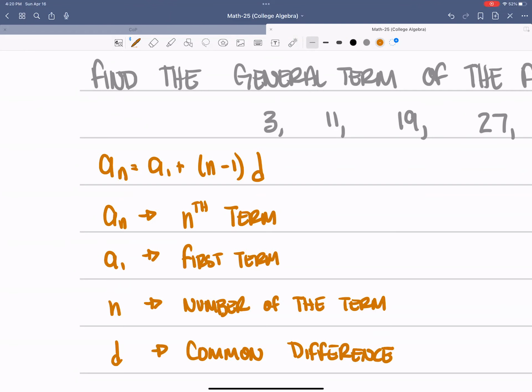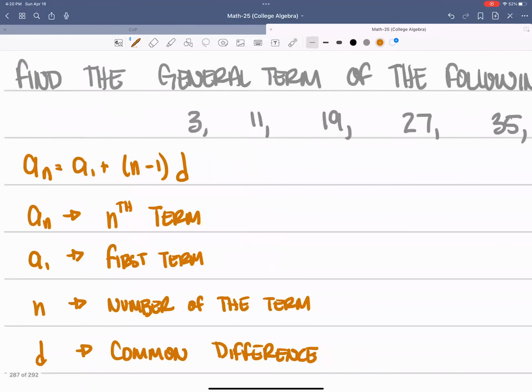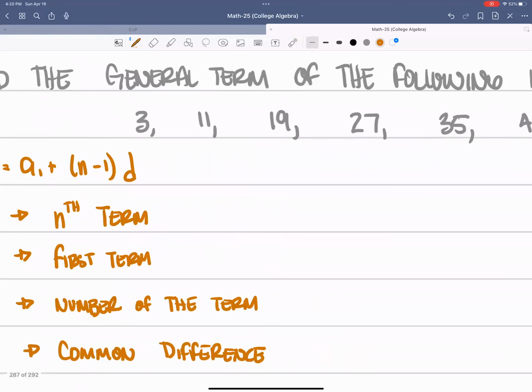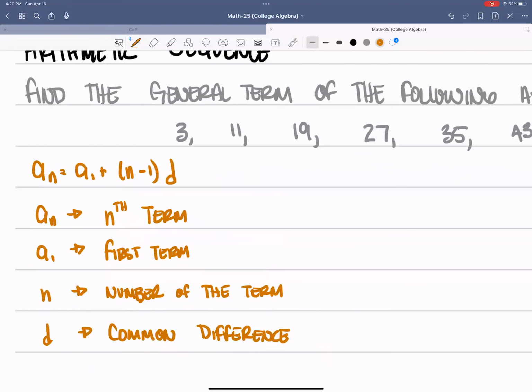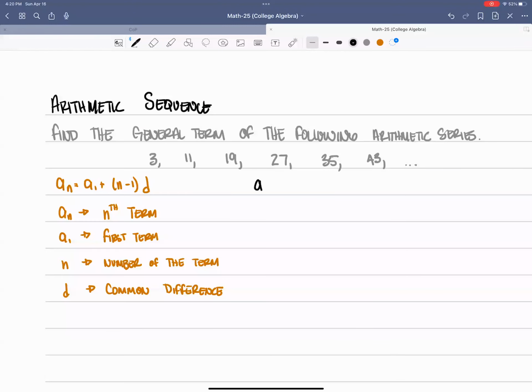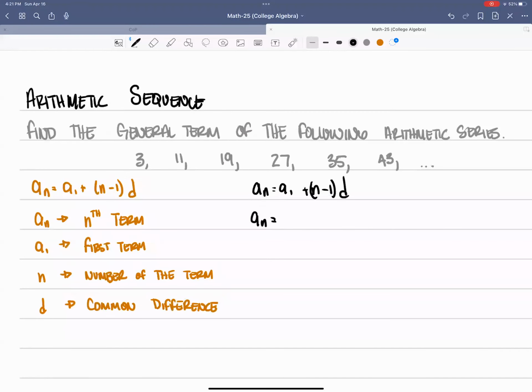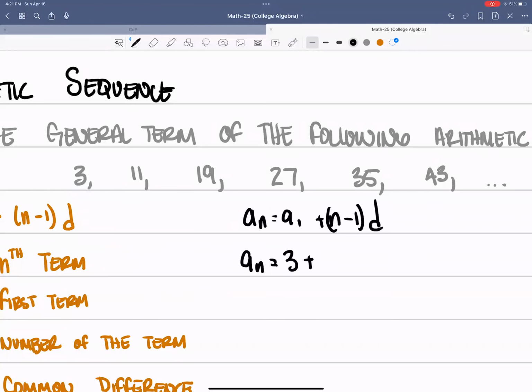So we have that, and let's see what we end up doing with these. So from here, a sub n is equal to a1 plus n minus 1 times our common difference. Here, looking for the general term of our arithmetic sequence, we're just finding a sub n. So from here, let's start plugging stuff in. We know what the first term is. Looking at our entire sequence here, the first term is just going to be the very first value in that sequence. So we have 3 plus, in this case, n is just going to be n.